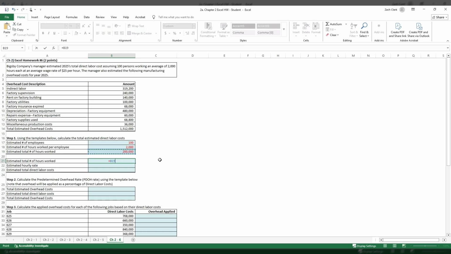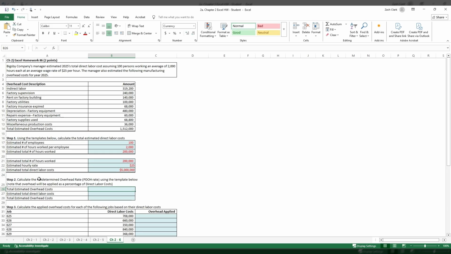And then we can just bring this down. This is that total number of hours. And the average estimated wage rate would be $25. So then we just multiply how many hours in total all of our employees are expected to work, and how much our average rate is expected to be. And so we have an estimated total direct labor cost of $5 million for our company. That's good information to have, and we're going to need that to calculate our predetermined overhead rate. And we'll do that here in step 2.